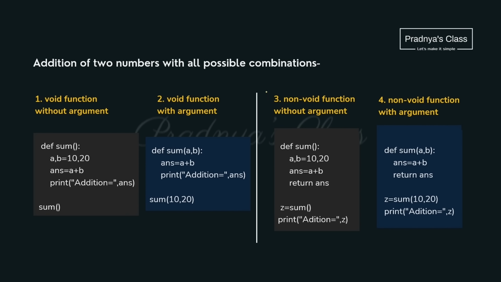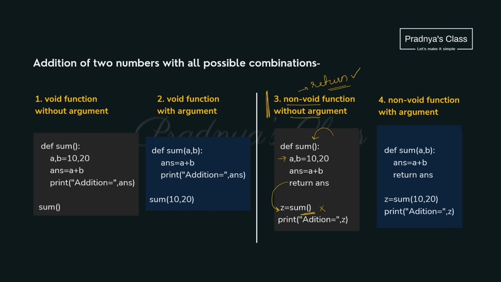Alright, let's check out the third type. Non-void function without argument. Non-void means you are returning the value back to the main. Without argument means you will not pass any parameter to the user defined function. Since you are not passing any parameter, the user defined function will take its own values. You are returning the value back, so you will accept it in some variable.